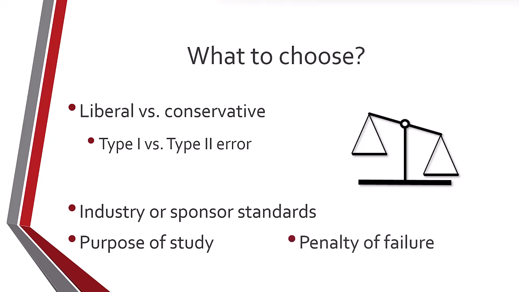Finally, consider the penalty of failure of the treatments. For example, the failure of a crop protection product will likely have an impact on yield, and so an alpha level of 5% is common. But for a biological product for plant health, the penalty of failure is just the cost of the product and so has a much lower penalty of failure. So a 15 or 20% significance level can be appropriate.